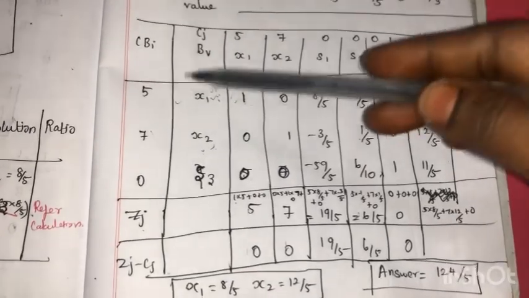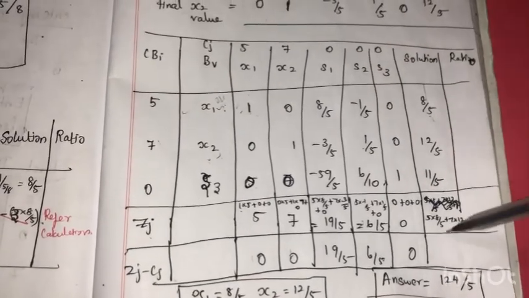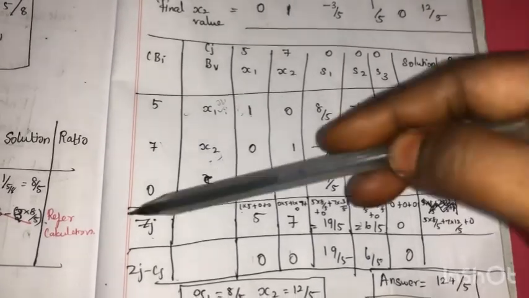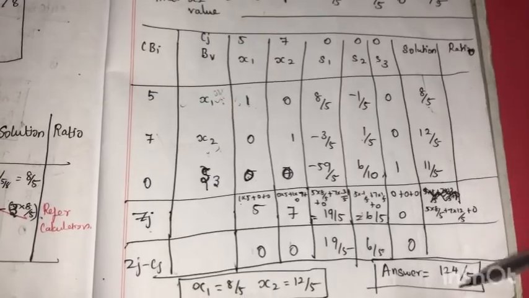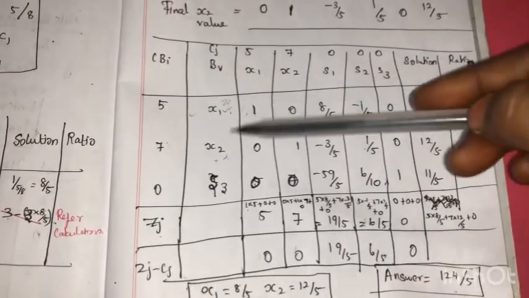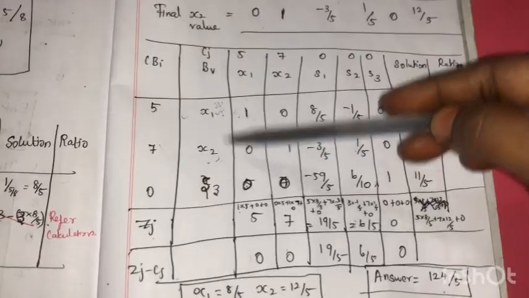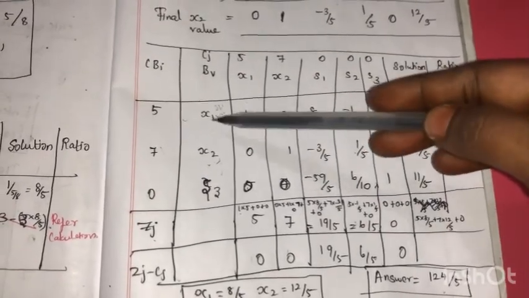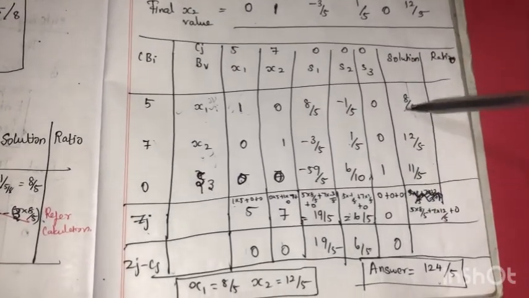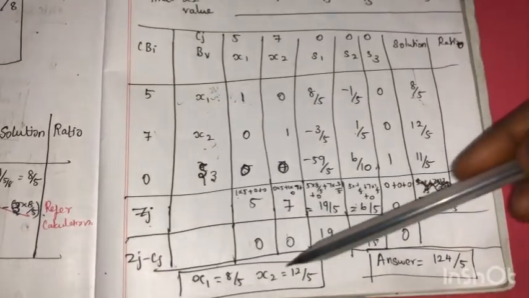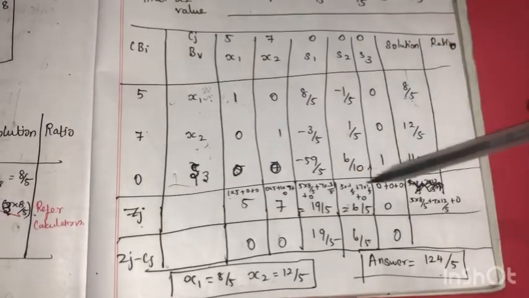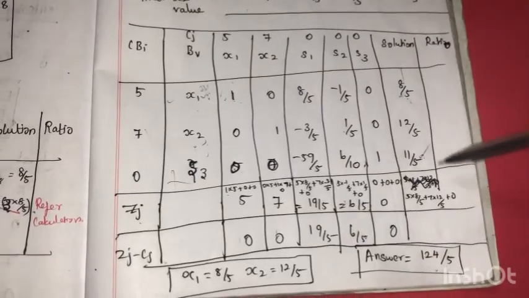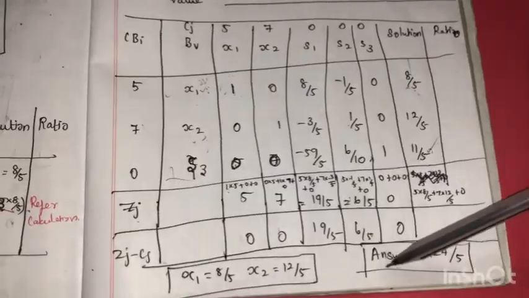The solution is: 5 into 8 by 5 plus 7 into 12 by 5 plus 0 into 11 by 5. You get the value 124 by 5. Here the slack variables s1 and s2 are removed, so the x1, x2 values are found. The x1 value is 8 by 5, the x2 value is 12 by 5. We don't have to consider the slack variables. Okay, so the final answer is 124 by 5.